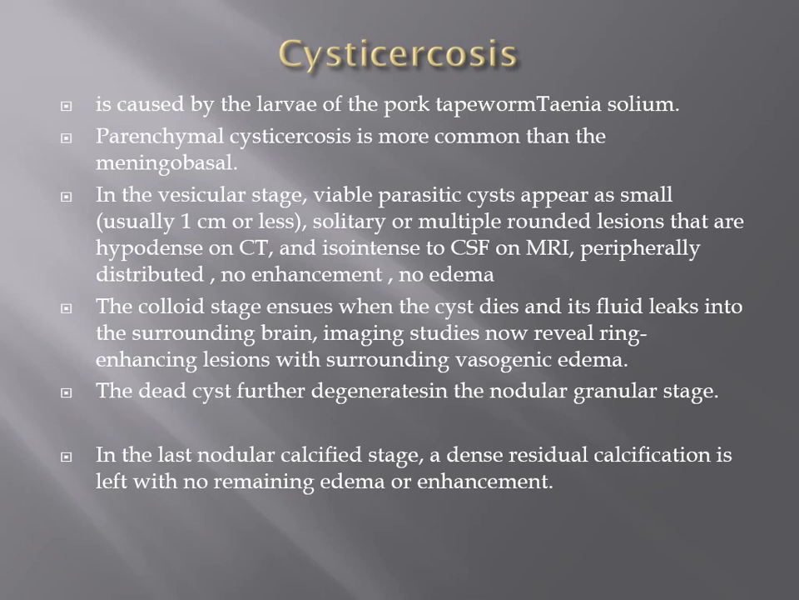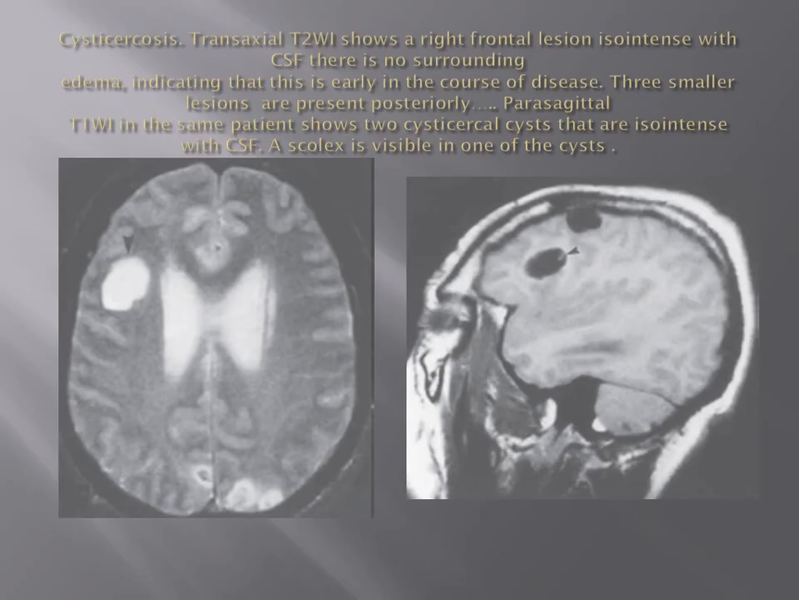no edema. The colloid stage shows when the cyst dies and its fluid leaks into the surrounding brain; imaging studies now reveal a ring-enhancing lesion with surrounding vasogenic edema. The next stage is further degeneration, the nodular granular stage, while the last, nodular calcified stage is a dense residual calcification. So when edema happens around the cyst, that indicates that the fluid is leaking. However, when the cyst dies, the problem starts. The patients begin to deteriorate because the fluid leaks from the dead cyst.